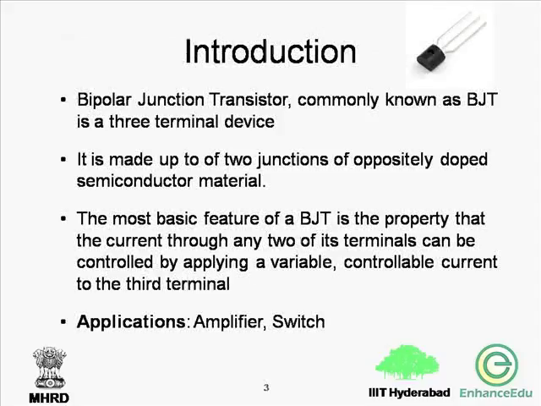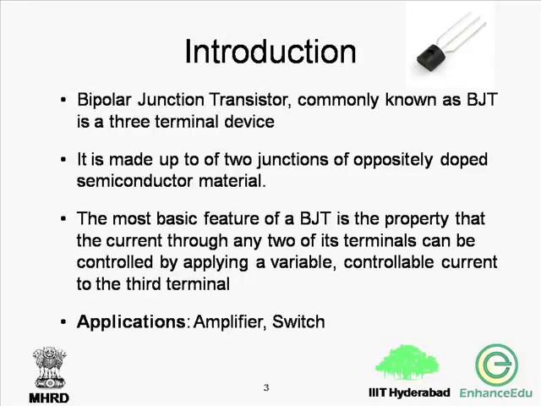BJT is a three-terminal device, its terminals being the emitter, base, and collector. It consists of three types of semiconductors put together. It is made up of two junctions of oppositely doped semiconductor material. Basically, it has two p-n junction diodes back to back. So either a p-type semiconductor is sandwiched into n-type semiconductor, or the reverse, that is, n-type semiconductor is sandwiched into p-type semiconductor.